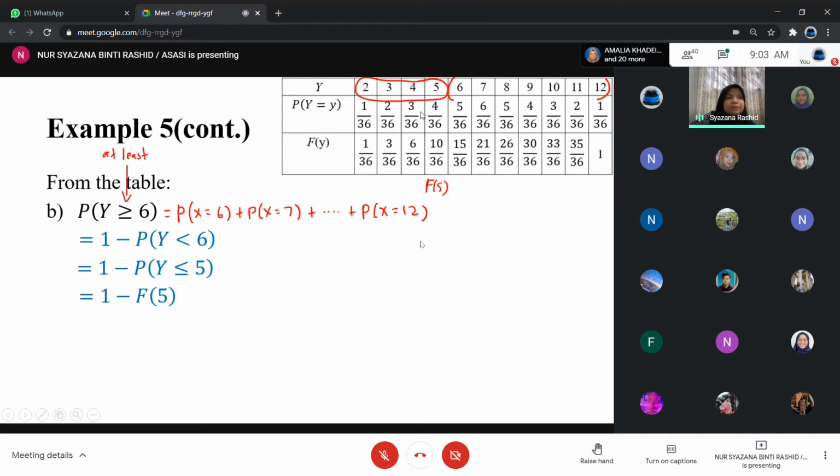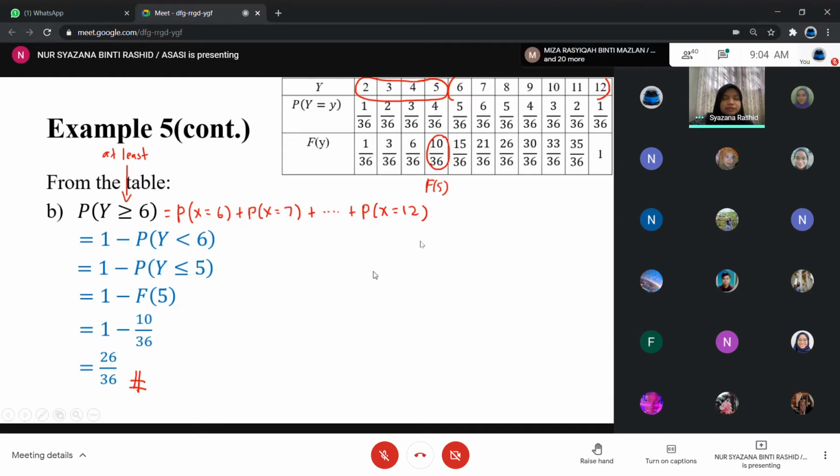Okay. So ambil je nilai, dah ada dah 10/36 kat sini. Jangan silap ambil, jangan ambil probability 4/36 pula. 4/36 ni bukannya cumulative, ini probability setiap satu tu. So kita nak cumulative dia yang ni. 10/36. So 1 minus 10/36. So ni jawapan dia. Okay, ada soalan setakat ni? Okay. Ada satu lagi soalan kan?